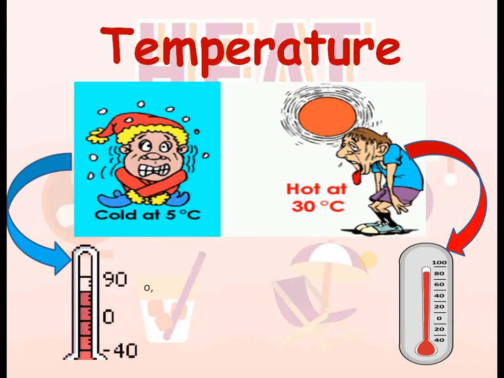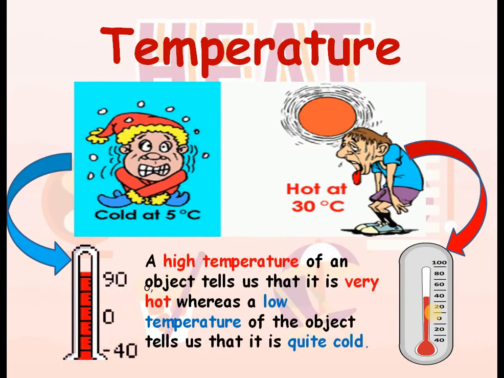Cold at 5 degrees Celsius, hot at 30 degrees Celsius. A high temperature of an object tells us that it is very hot, whereas a low temperature of the object tells us that it is quite cold.